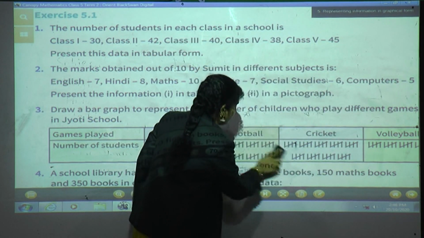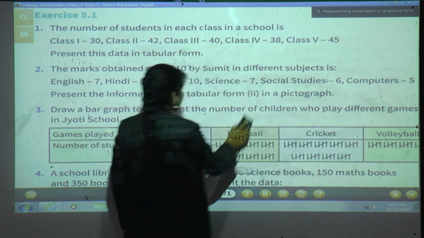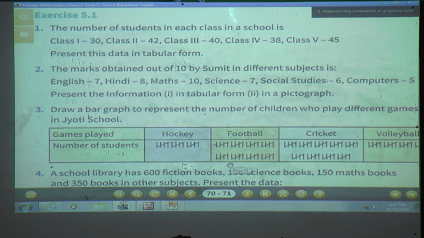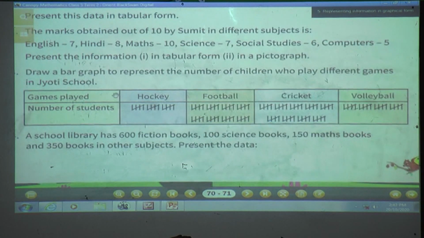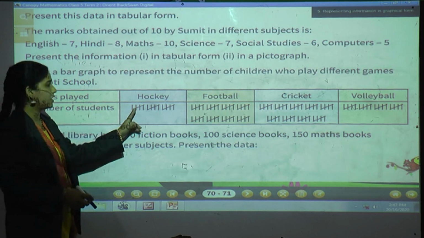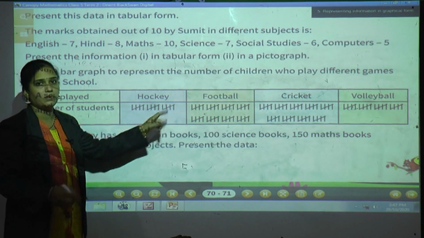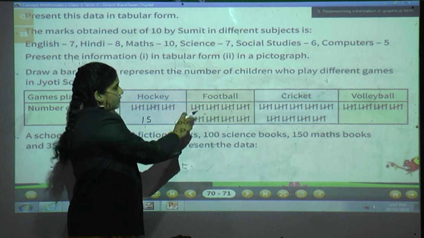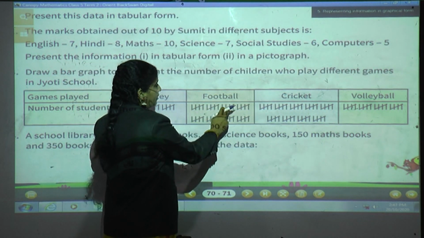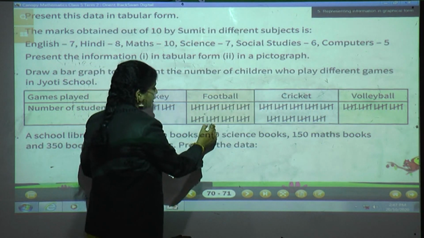First of all, read the information they have given. See here, games played: hockey, football, cricket and volleyball. Now number of students. Here they have given the number of students in tally marks. So convert it into numbers. Here 5 plus 5 plus 5, that means 15. Okay, and football, it makes 40.